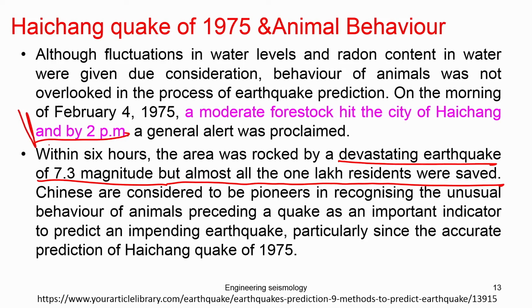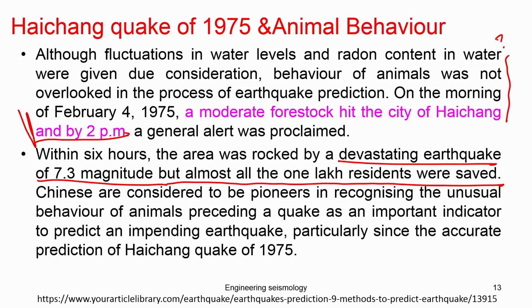At 2 p.m. they released the warning. People were evacuated and lived in open spaces. As you know, when living in open space nothing will happen, because earthquakes never kill people; only buildings collapsing kill people. So all of them moved, and that helped save them. You can remember that here three criteria were satisfied to predict an earthquake.